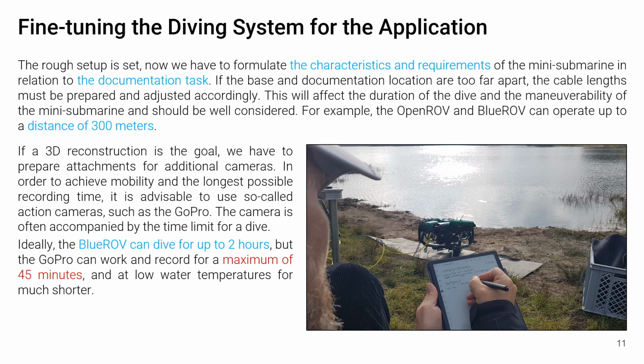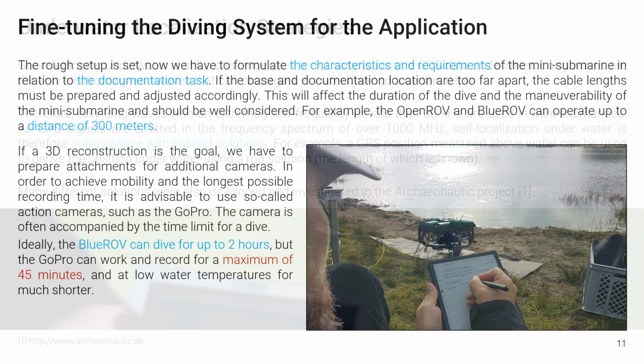Ideally, the BlueROV can dive for up to 2 hours, but the GoPro can work and record for a maximum of 45 minutes, and at low water temperatures for much shorter.